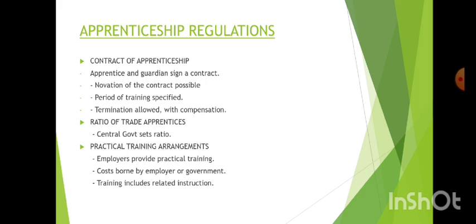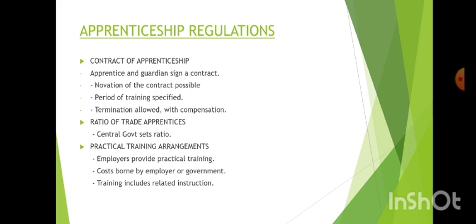Unskilled workers will not be counted. And finally, practical training arrangements. Every employer is required to make suitable arrangements in their workshop for the purpose of imparting a course of practical training to every apprentice engaged by them in accordance with the program approved by the apprenticeship advisor.